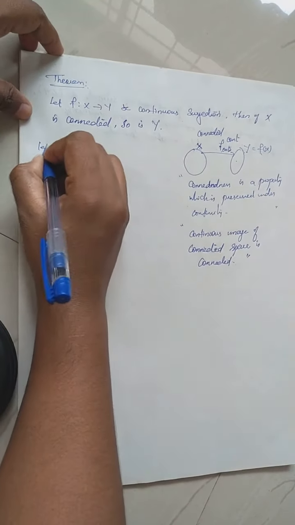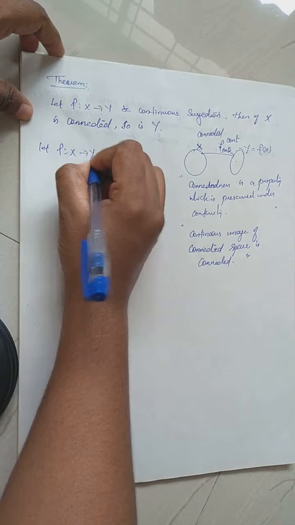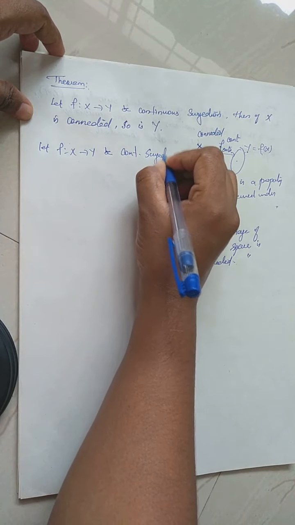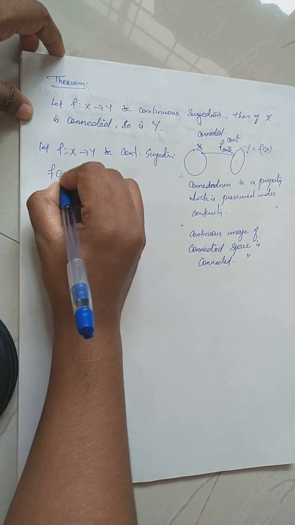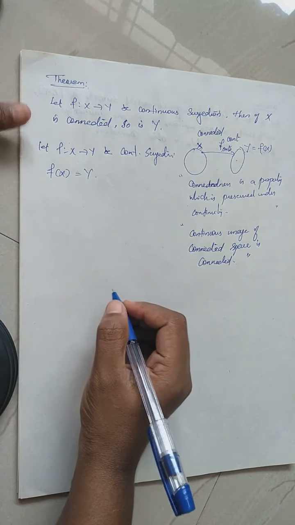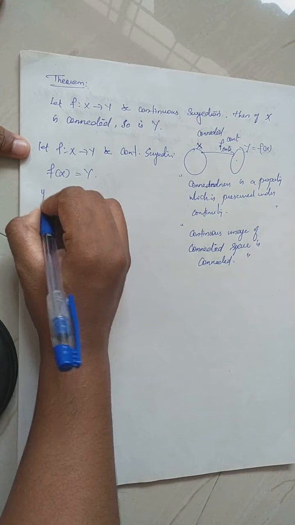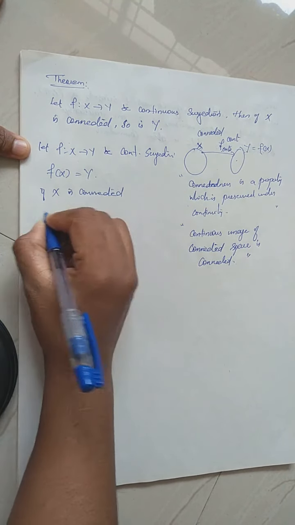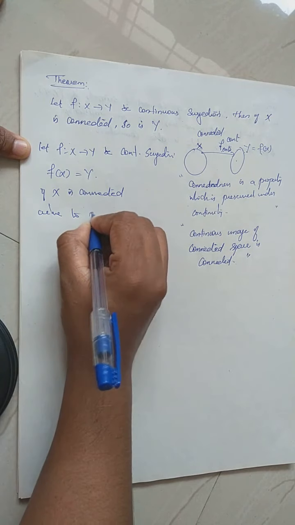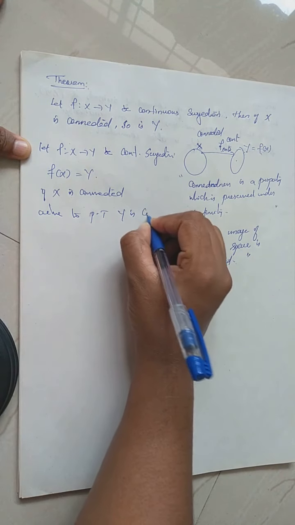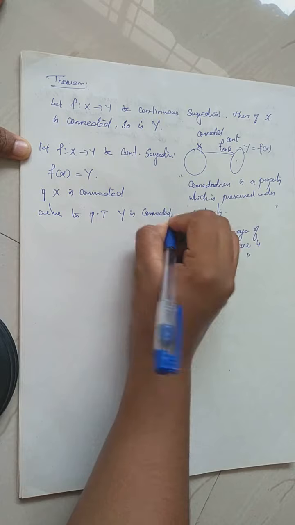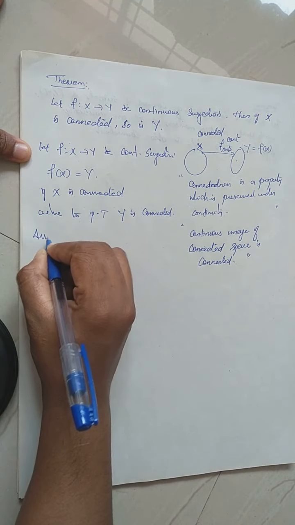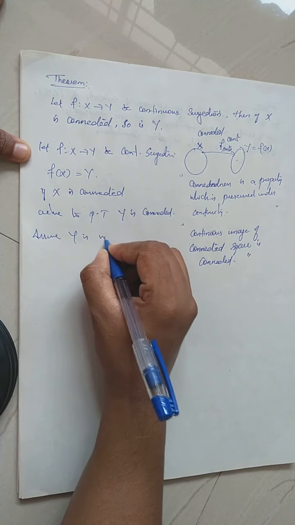So let f from X to Y be a continuous surjection. Since it is surjective, f of X is nothing but Y. I assume X is connected. We have to prove that Y is connected. So I assume, if Y is not connected, what will happen? Assume Y is not connected.